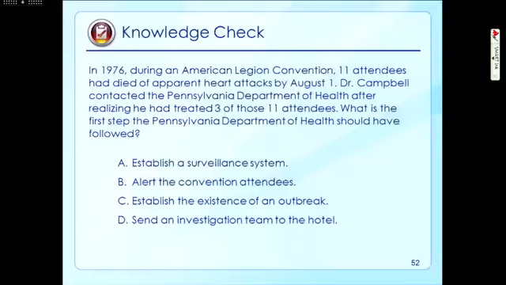So let's answer a few knowledge check questions that are based on what you have learned about Legionnaire's disease and the 10 steps involved in an outbreak investigation. In 1976, during an American Legion convention, 11 attendees had died of apparent heart attacks by August 1st. Dr. Campbell contacted the Pennsylvania Department of Health after realizing that he had treated 3 of those 11 attendees. What is the first step that the Pennsylvania Department of Health should have followed? The first step would be to establish the existence of an outbreak.